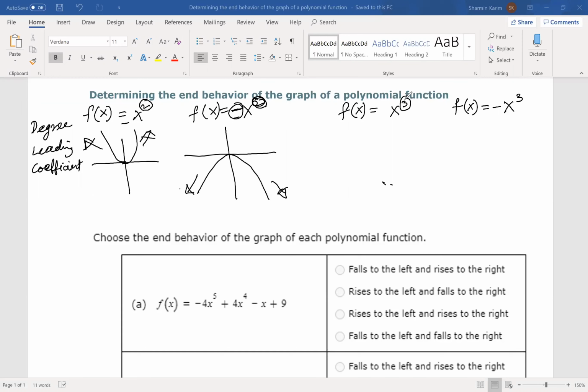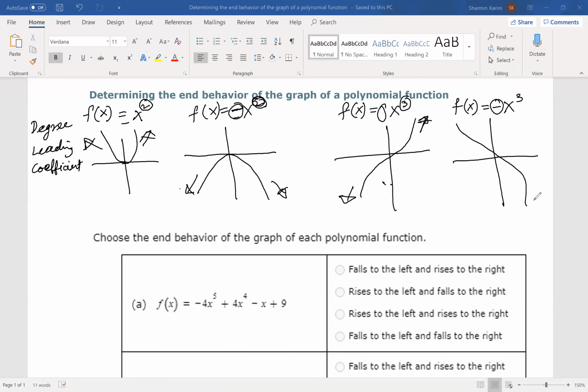If the degree is odd and the leading coefficient is positive, then the graph looks like this. It falls to the left, rises to the right. If the degree is odd and the leading coefficient is negative, then, sorry, it's hard to graph. So then it rises to the left, falls to the right. So these are the basic things you need to remember when you are doing this one.